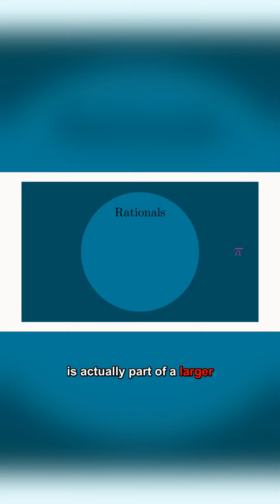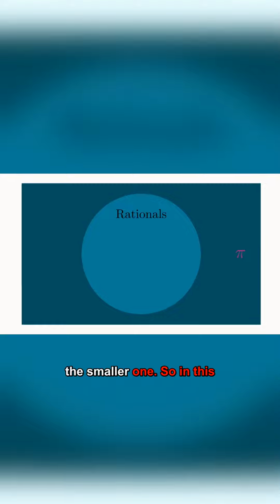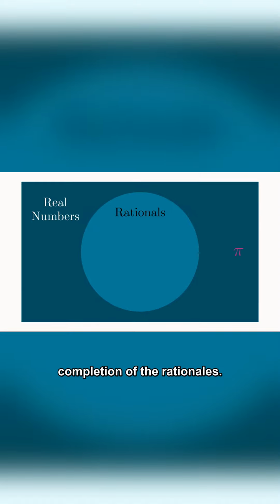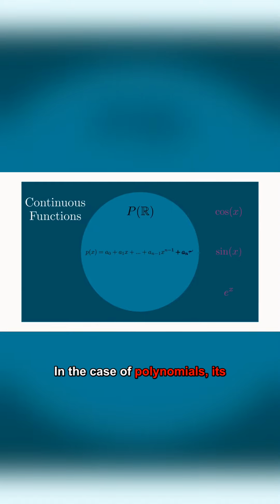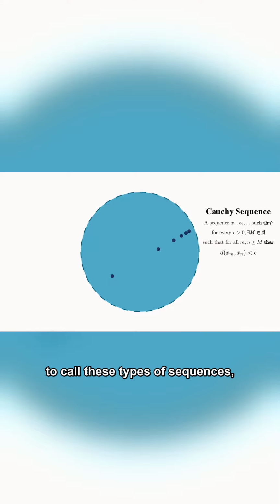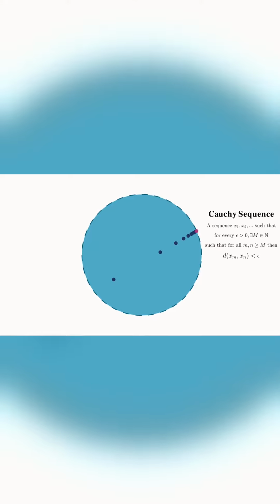is actually part of a larger space, one that in a sense completes the smaller one. So in this case, the real numbers are the completion of the rationals. In the case of polynomials, its completion is the space of all continuous functions. The technical term that's used is to call these types of sequences Cauchy sequences.